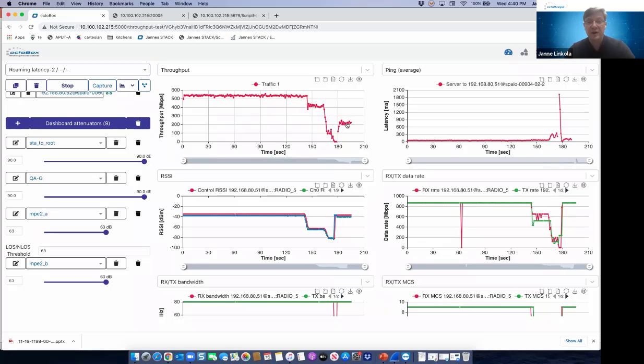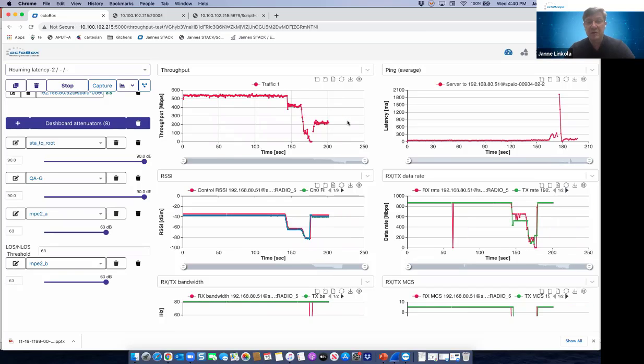But look what happened to the throughput. We were at about 550 megabits per second through the root. And now we're at maybe 200, maybe that's 230, 220, something like that. So the throughput has basically halved when we are using the first extender.